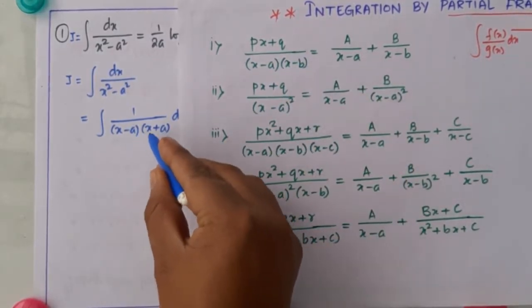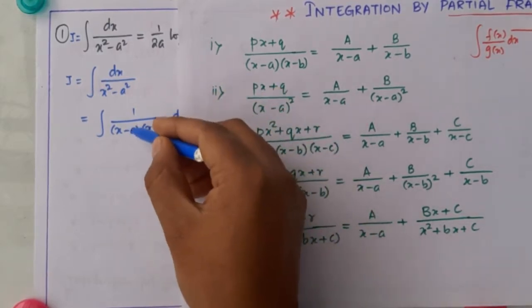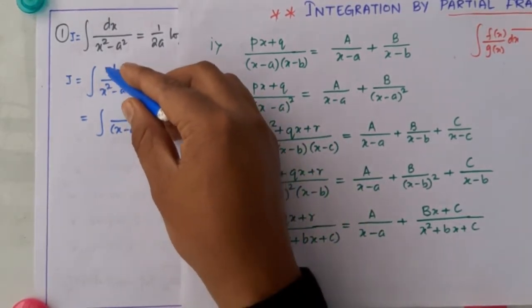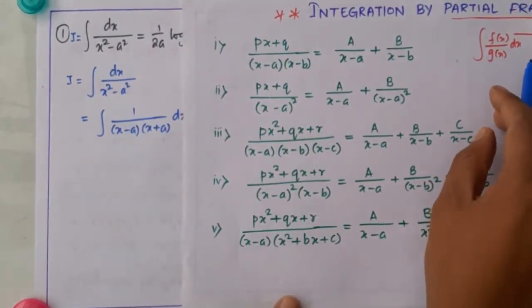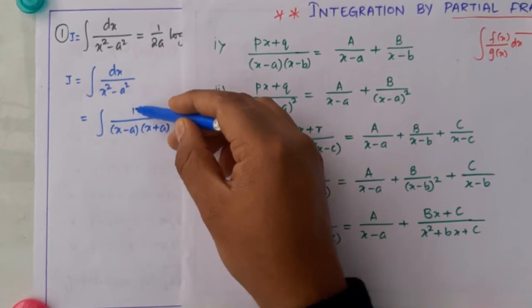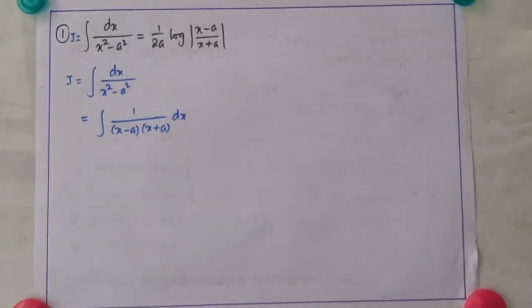In a similar way, we have got the same one in the denominator, isn't it? And clearly you can see this is a quadratic, and in the numerator you have got 1, isn't it? So the degree of the numerator is lesser than that of the denominator. So in such a case, as I said earlier, you have to apply integration by partial fractions.